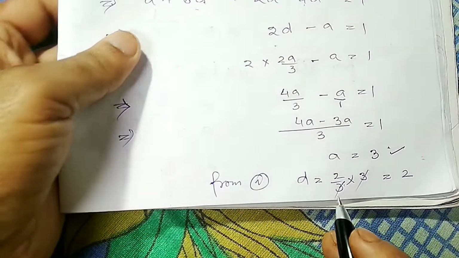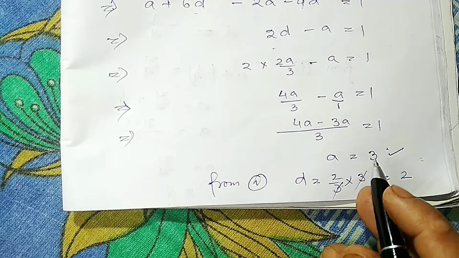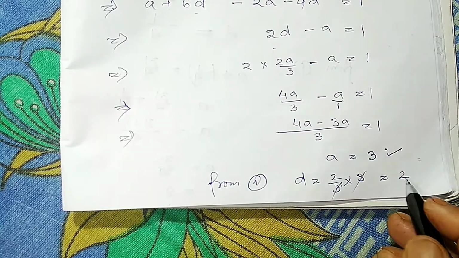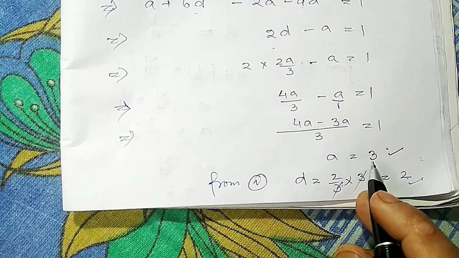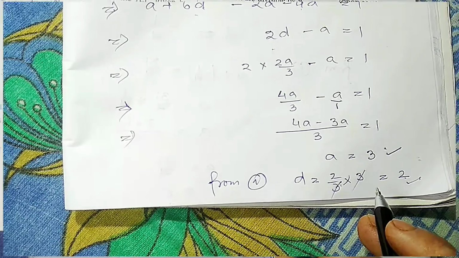So if we replace here d equals 2/3 of a, and instead of a I am replacing it by 3, 3 cancels. I am going to get d equals 2. Therefore a equals 3 and d equals 2 are the first term and the common difference respectively.